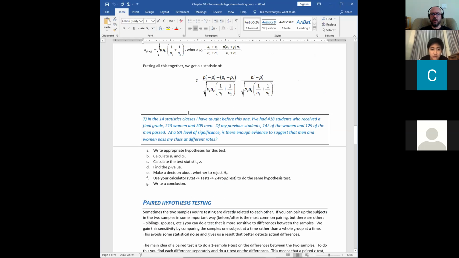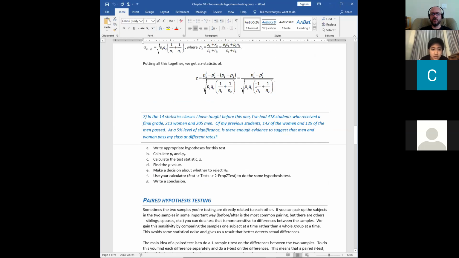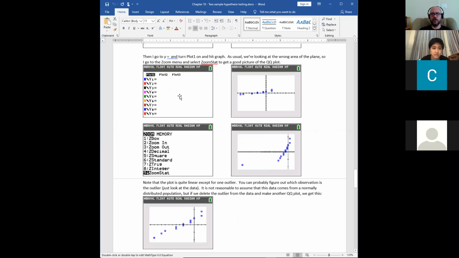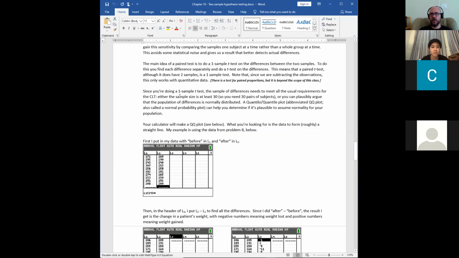So 7 is 2 prop Z. There's a 2 proportions test, which we haven't done yet. Number 8 is paired. That one's a little bit different. Right, that one's actually quite different. So I'm happy to do either one of those.